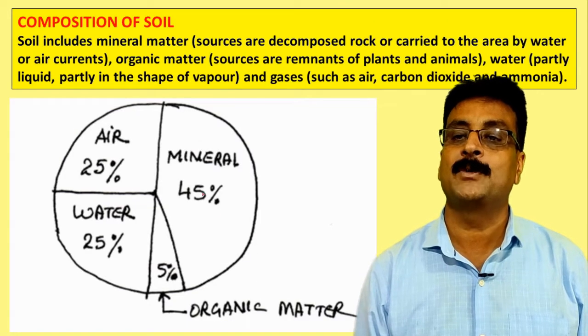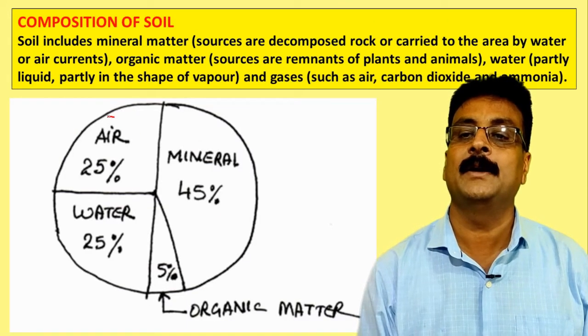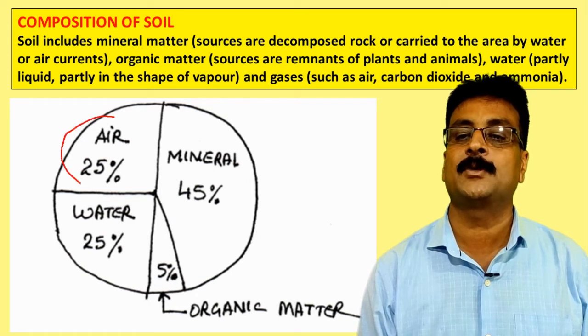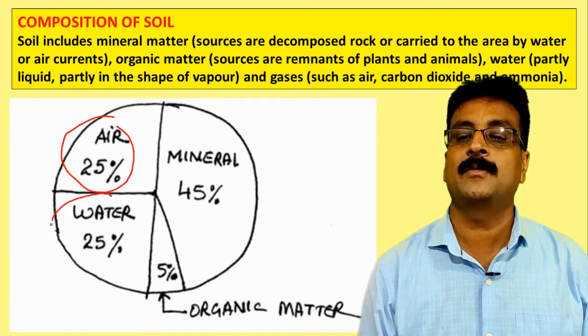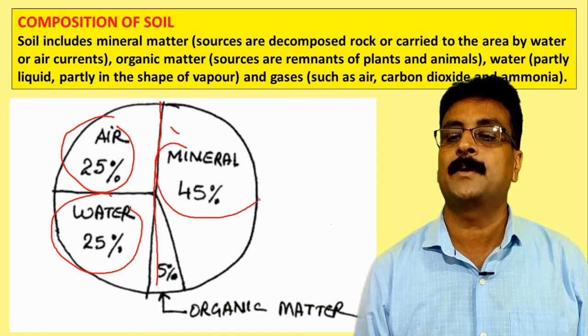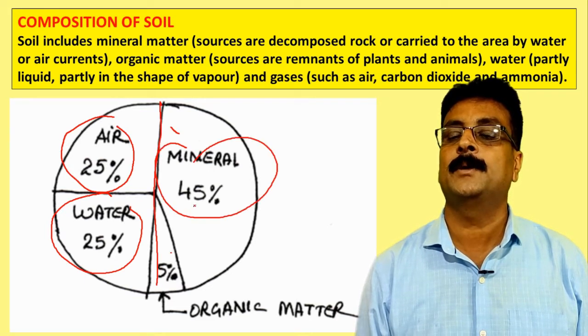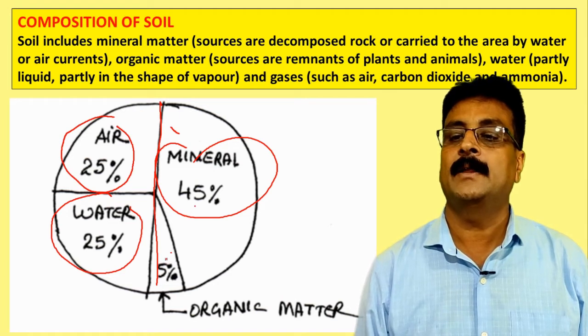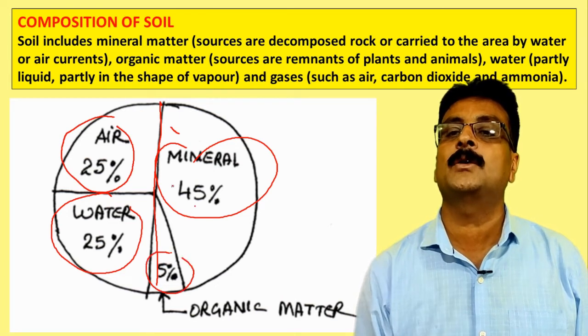So if we see the composition of soil, this is a general one: there is 25% of air, water is 25%, and then this is 50%. If you see the solids, mineral is 45%, and this is from parent material, and then 5% organic matter. This is the soil composition.